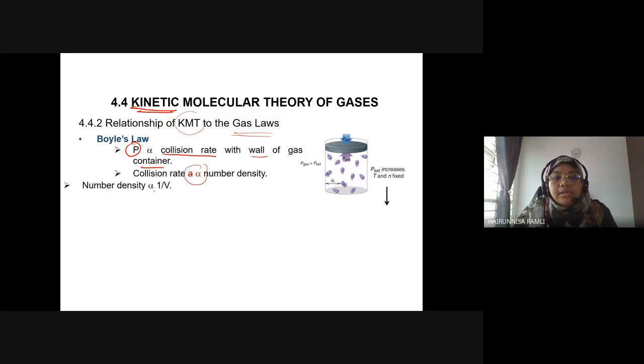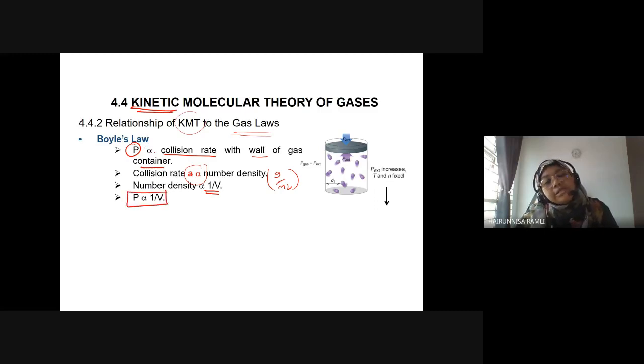Okay, and then number of density itself is actually inversely proportional to the volume. Sebab kan dia unit dia gram per ml for example. So okay, volume lagi besar, of course dia lagi kurang dense, kan? Okay, so that's why when we are relating all of this, so that's why P is actually inversely proportional to volume. Ni kita relatekan dengan kinetic, movement of the electrons.